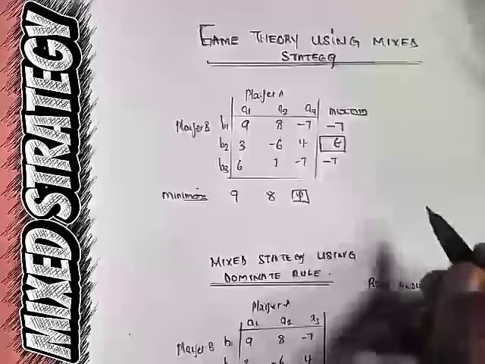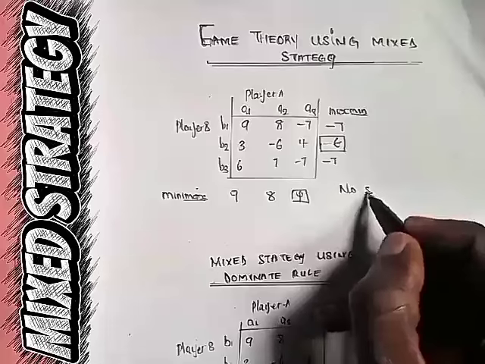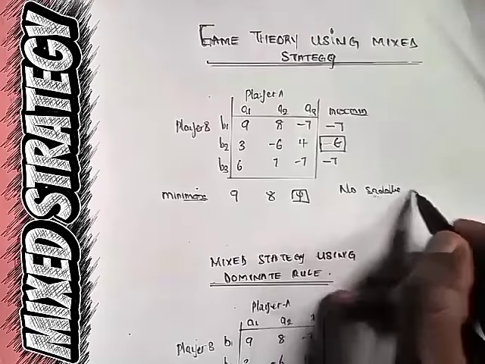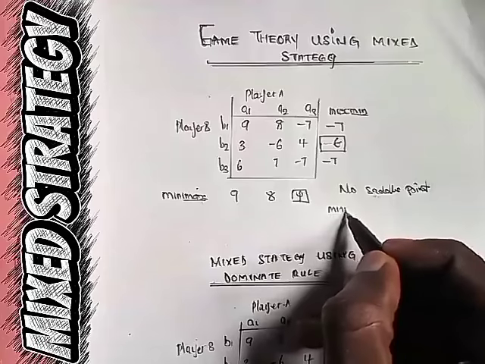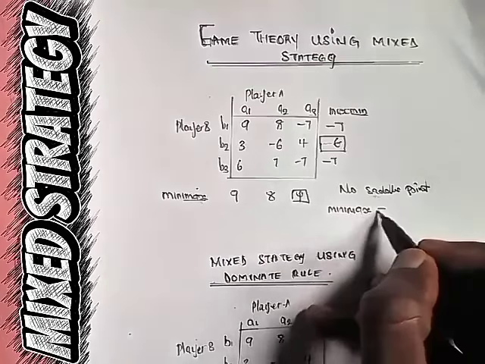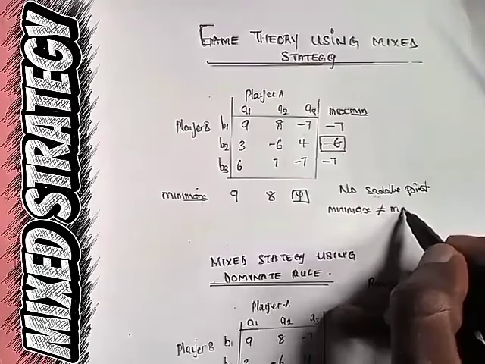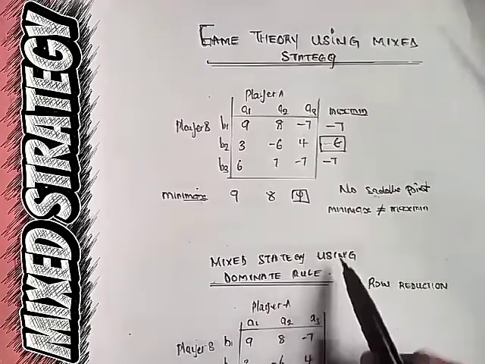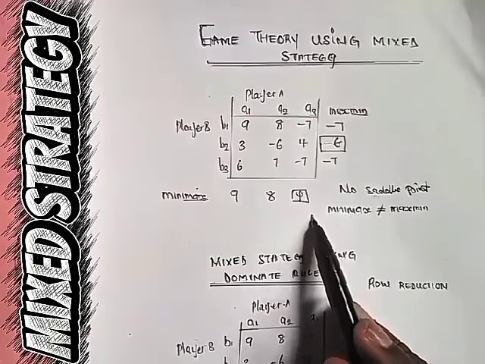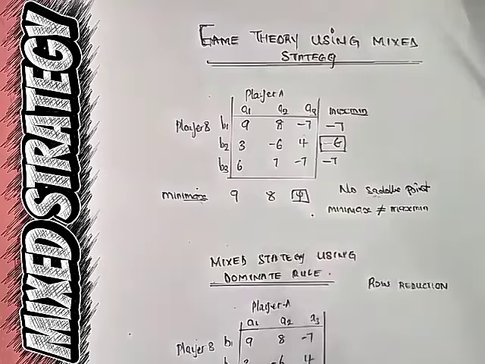So if you check closely, you find out that there is no saddle point, because the minimax does not equate the maximin. Okay, we have 4 and -6, which means a pure strategy cannot be used in this case. Then I will proceed using my mixed strategy.